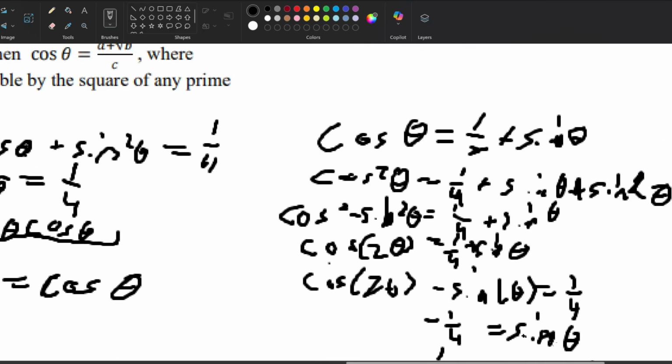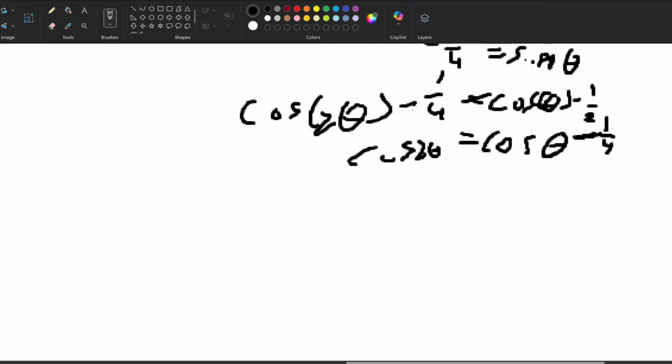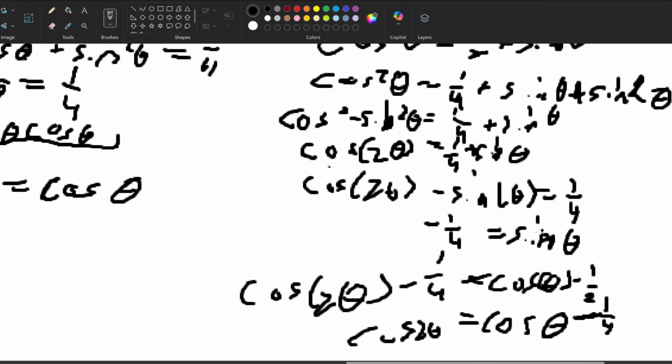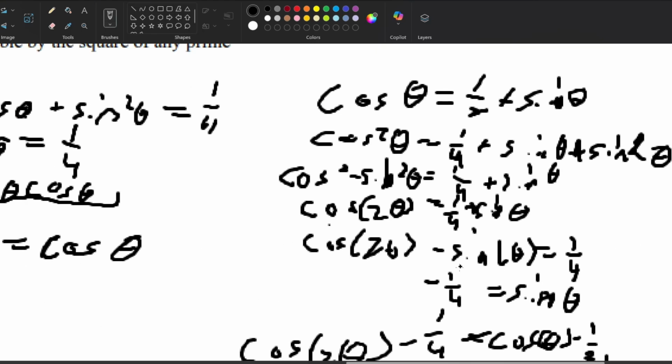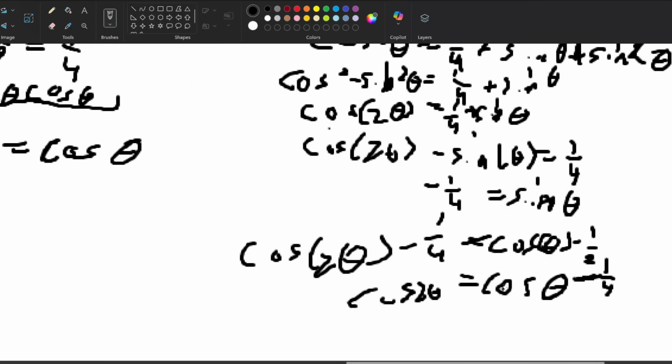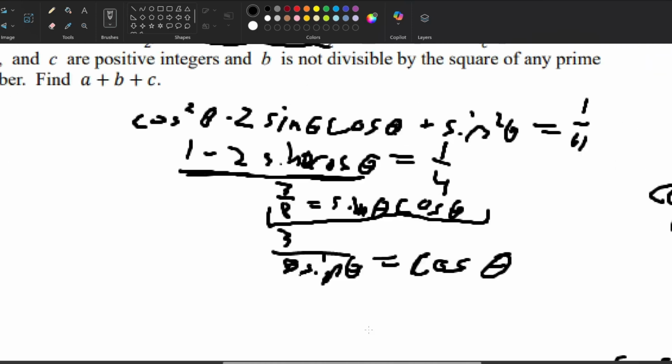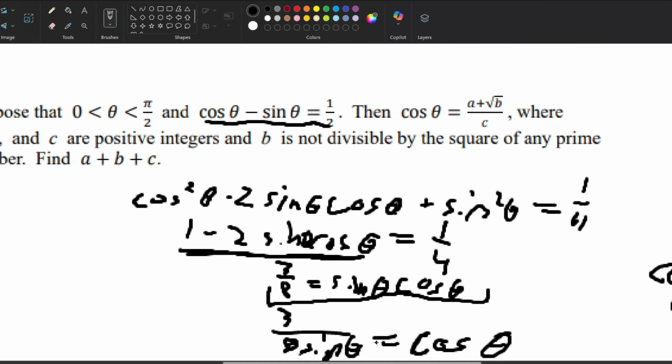And maybe I should plug something else in. Plug an expression in for cosine. So if I were to plug this in, cosine of 2 theta is equal to 1/2 plus sine of theta. So cosine of 2 theta is equal to sine of theta plus 1/4. I'm not getting anywhere.